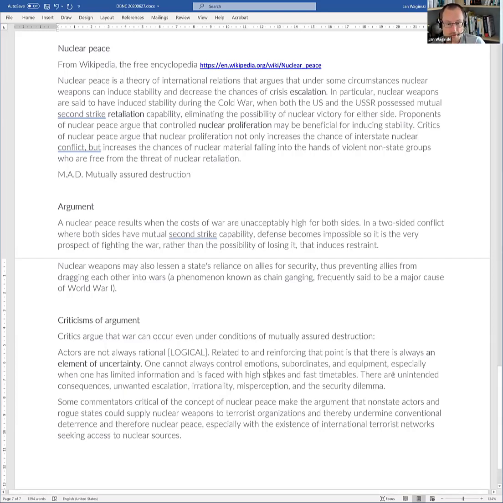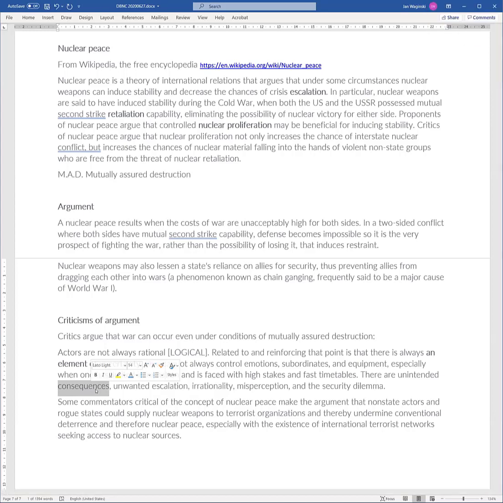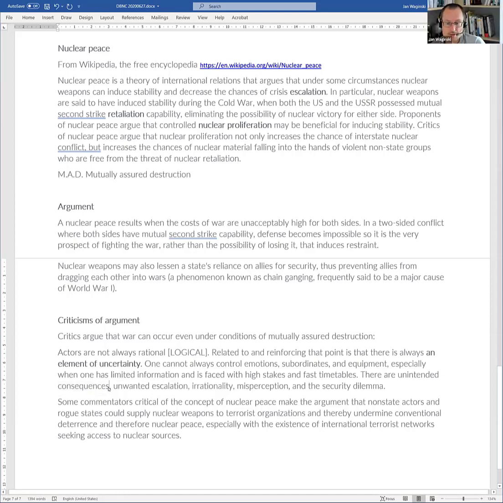High stakes. There are unintended consequences. Does everyone know this phrase? It's a good one. What's a consequence? An outcome of an action. Yes, an outcome. So unintended consequences are just outcomes that you didn't want.